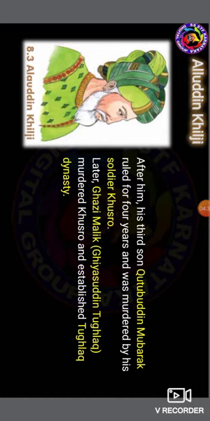After him, the third son, Qutbuddin Mubarak, ruled for 4 years and was murdered by his soldier Khusro. Later Ghazni Malik murdered Khusro and established the Tughlaq dynasty.